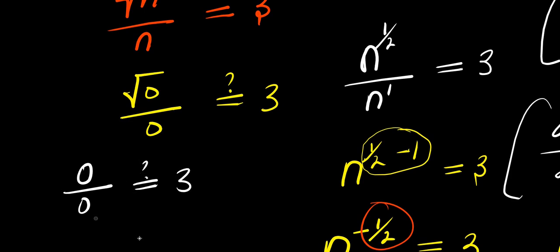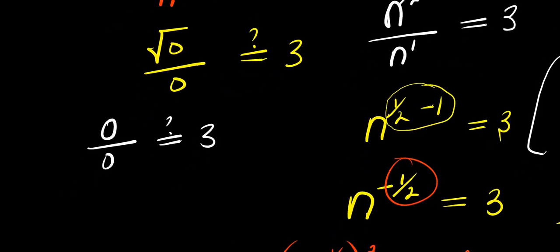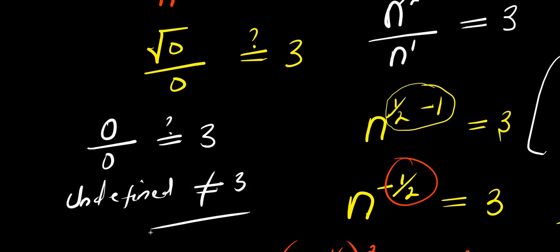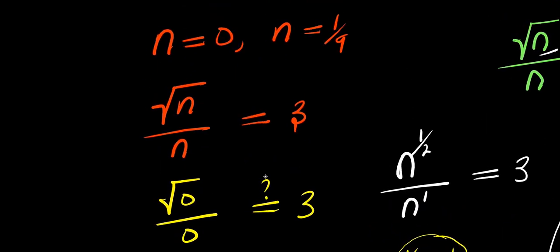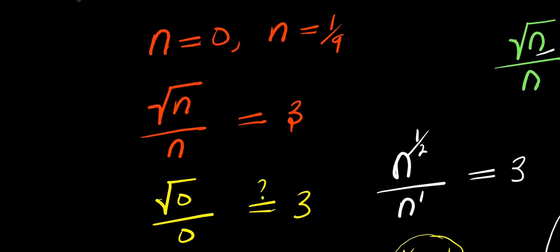So you have 0 divided by 0. This is undefined. And this is not 3. So this is cancelled. n equals 0 is not a valid solution. We cancel it.